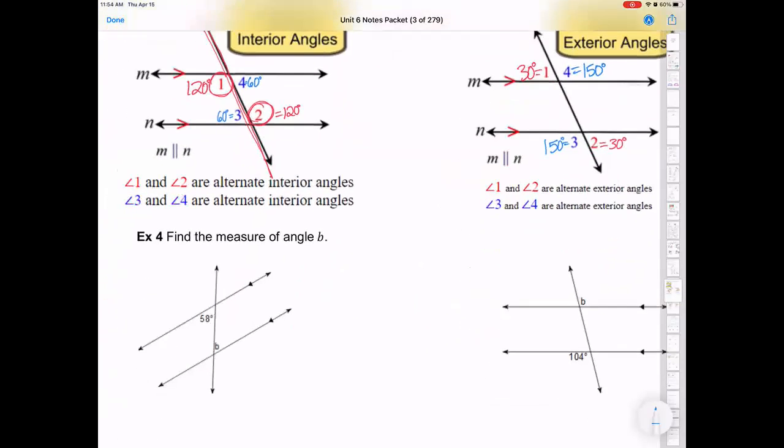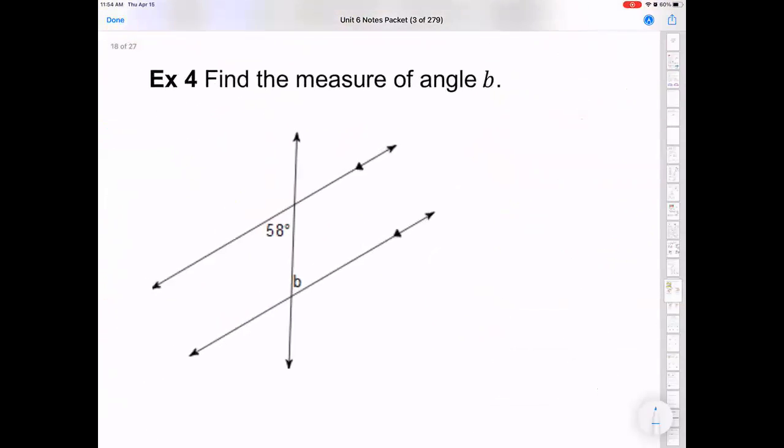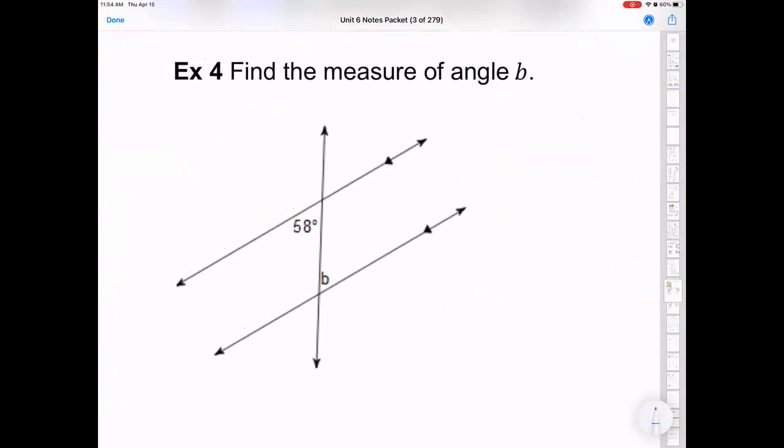Now, looking at example 4, what many teachers ask you to do is not simply give the angle measure. They also want to know what type they are. So looking at 58 and looking at B, what would be the name classification for those first? Excellent job.